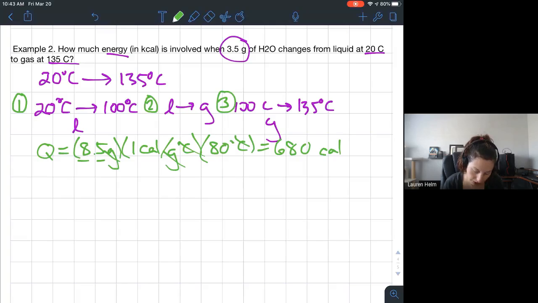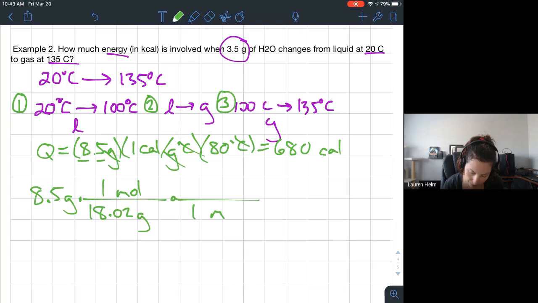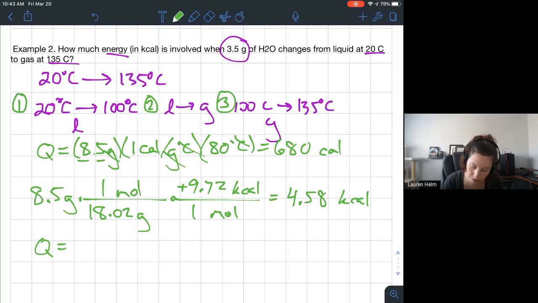Then our change from liquid to gas, we have 8.5 grams. We're going to change grams to moles using the molar mass of water, which is 18.02 grams per 1 mole. Then we're going to change from moles to kilocalories. Kilocalories, liquid to gas, is a positive 9.72 kcals. And from that, we get 4.58 kilocalories. And then step 3, our Q for going from 100 to 135, the mass is still 8.5 grams.